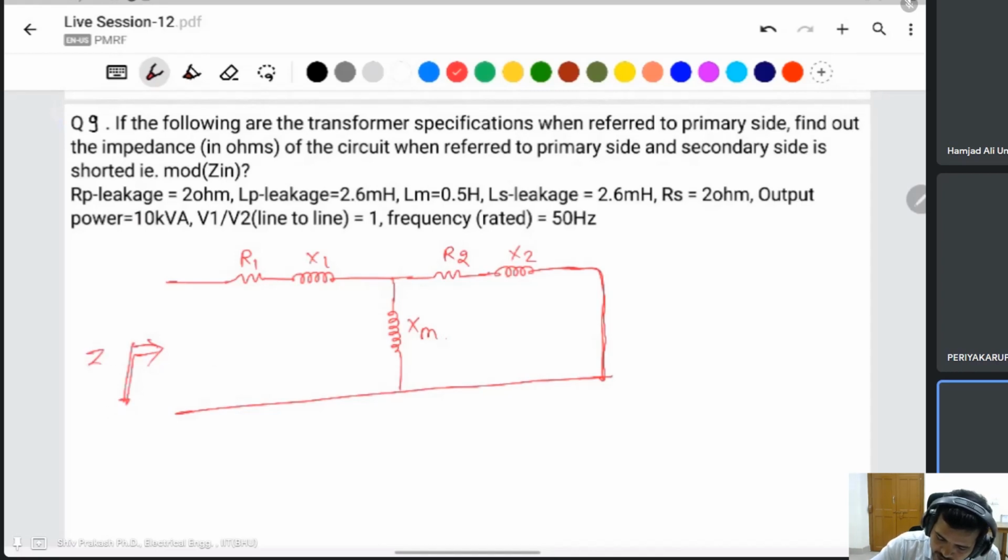What is the impedance of this one? First of all, R1 is given as 20 ohm. The primary leakage inductance L1 is 2.6 millihenry. Then what is X1? X1 is j omega L.